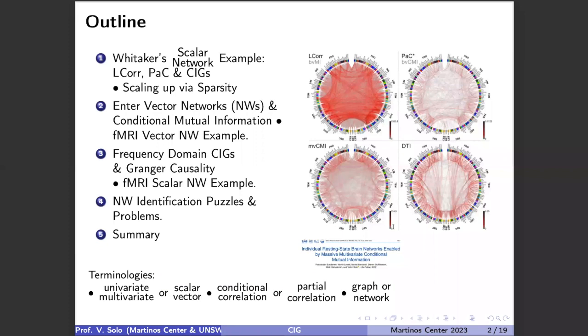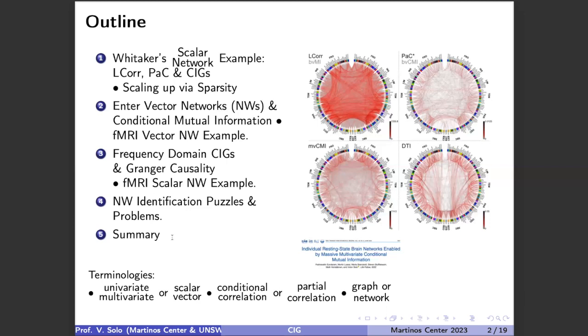Then, because the example is on a tiny network, I'll start talking about scaling things up. Then I'll talk about what I call vector networks. I'll describe these things later, and I'll talk about conditional mutual information and give you an fMRI example. Then I'm going to go to the frequency domain. This is relevant from a couple of different points of view that I'll get to. I'll mention Granger causality, and I'll give some examples. And then I'm going to outline, let's call them open problems in network construction, and a summary.